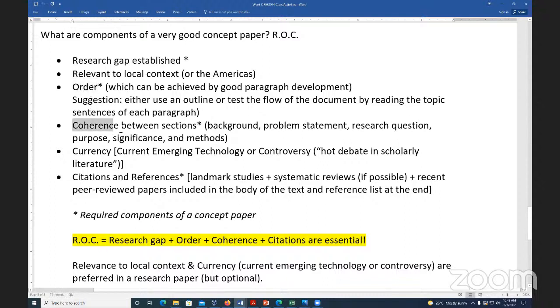Then the next thing we want to talk about is coherence. Coherence means that each of the sections should fit together like a puzzle, so that the whole thing makes sense as a whole. So the background, the problem statement, the research question, the purpose, the significance, and the methods together make sense. I've seen projects where what the problem statement says, what the research question says, and what the significance says almost seem like different projects. What the background says can't make any sense. Everything must fit and flow, right?